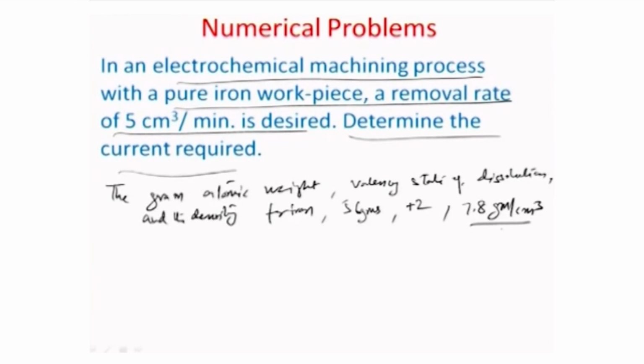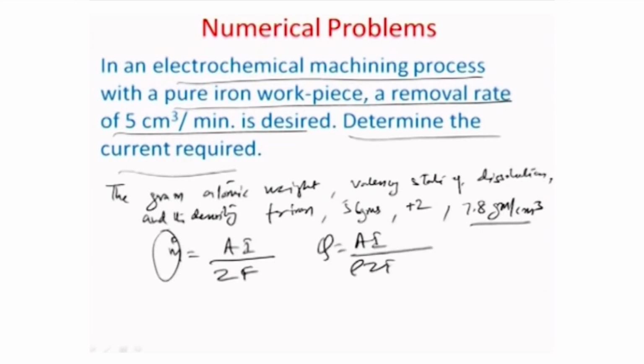We already know that m dot, or the material removal rate, is given by the expression AI by ZF. This is a pure alloy, this is a pure system, there is no alloying component as such, and this m dot is also expressed in terms of volume removal rate Q as AI by rho ZF. This is in centimeter cube per second.